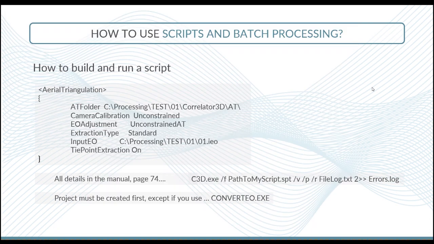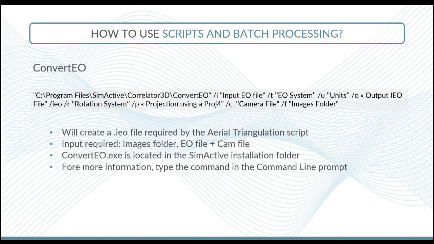So Convert.io requires a couple of things, because obviously to create a project, you will need a couple of inputs. You need to have an image folder. You need to have an exterior orientation file that contains the GPS position in a text file, and you need to have a camera file. Convert.io will actually create an EIO file that is required by the aerial triangulation, which is usually the first module that you have in a script of Correlator3D.